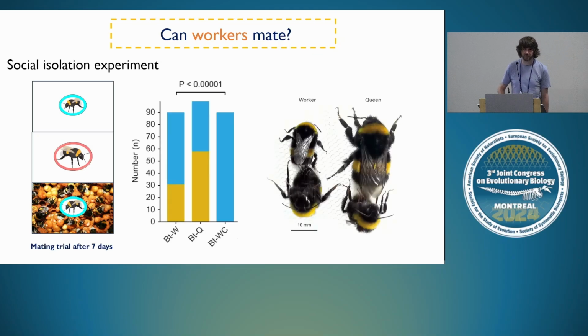And what they found was that males are attracted to workers, they will mate with them. And indeed, within this experiment, they found that individuals that were kept on their own in social isolation, which is indicated by this yellow band here, had higher mating success. So individuals in isolation, be they workers or queens, were able to mate at a higher rate than individuals that were maintained in the colony. Again, providing evidence that social structures contribute to inhibition of worker mating in these species.